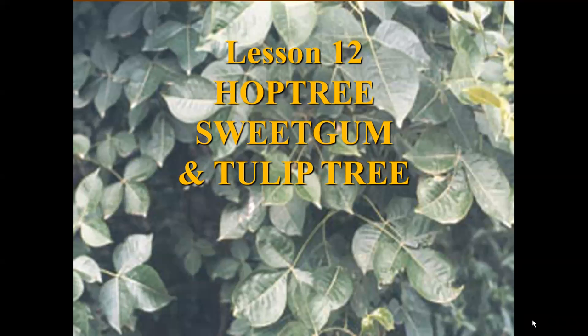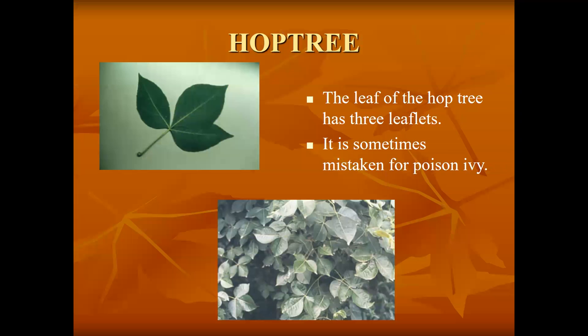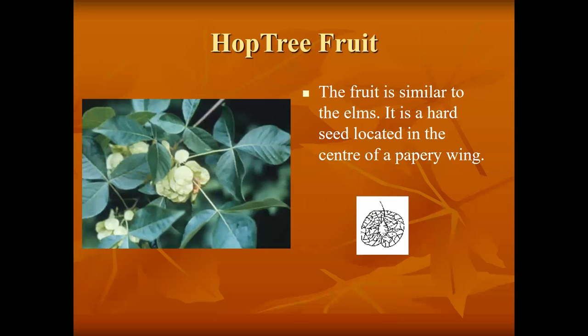Lesson 12, Hop Tree, Sweet Gum, and Tulip. The hop tree has three leaflets. It's sometimes mistaken for poison ivy. The hop tree fruit is similar to the elm, with a seed in the middle and a wing around it.